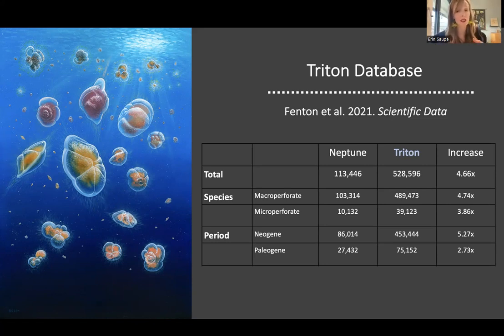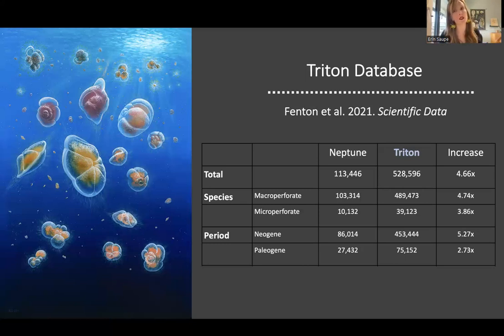To put our data set in context, the largest macrofossil data set is bivalves, and that comes from the Paleobiology Database, or PBDB. This has roughly 197,000 records for the entirety of the Phanerozoic, and only about 79,000 records for the Cenozoic.